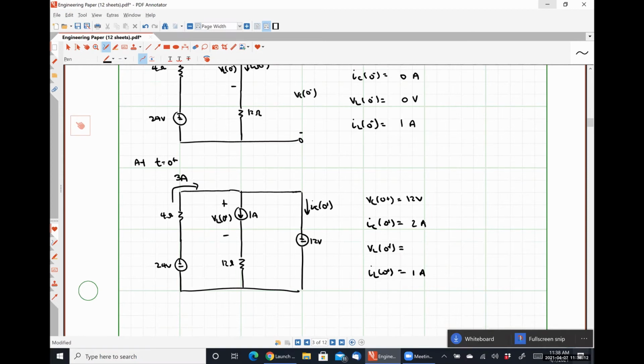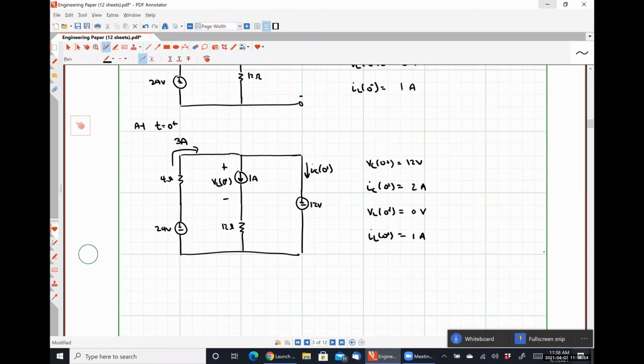So we would have 12 volts is equal to VL plus 12 times 1 amp. So 12 is equal to VL plus 12. What's VL? 0. We could have also done Kirchhoff's voltage law around the left-hand loop, where we would have said there's 24 volts being supplied by the source, there's a 12 volt drop over the 4 ohm resistor, there's another 12 volt drop over the 12 ohm resistor, so there's no voltage drop over VL.